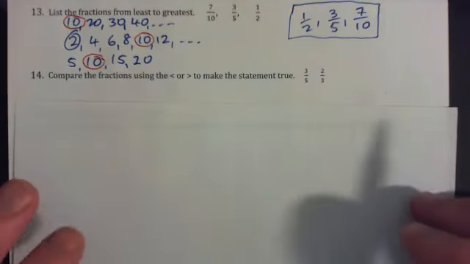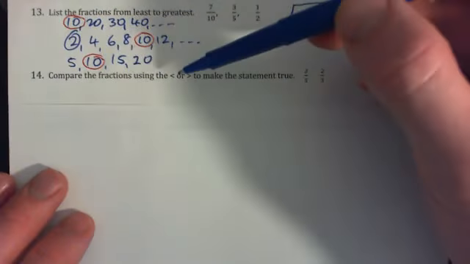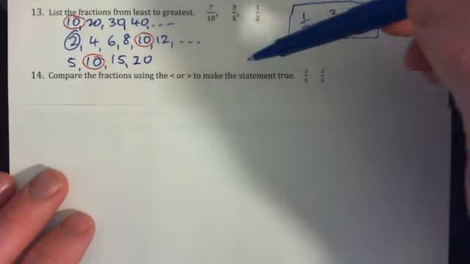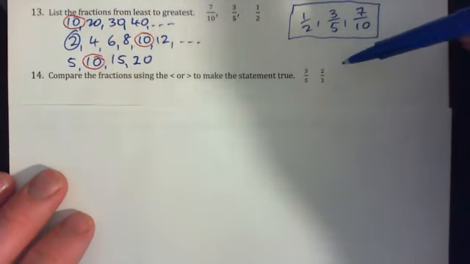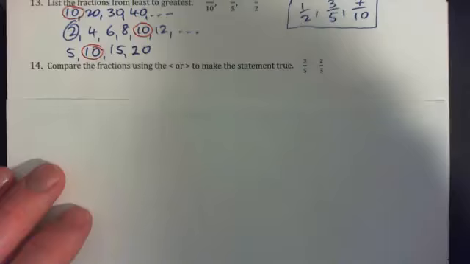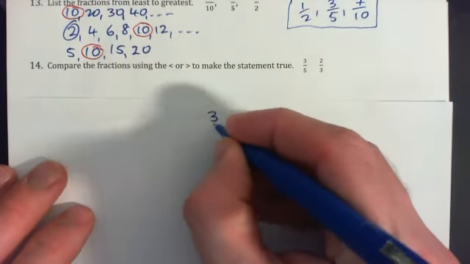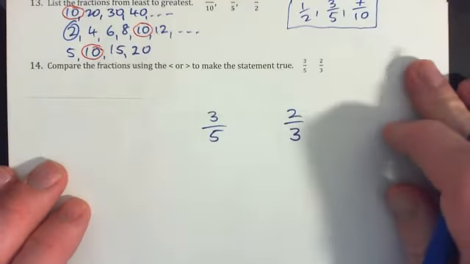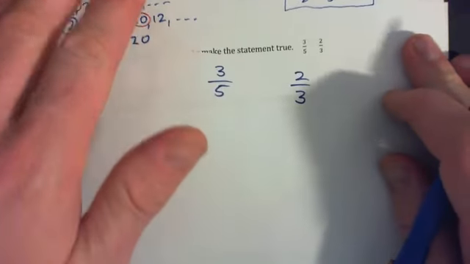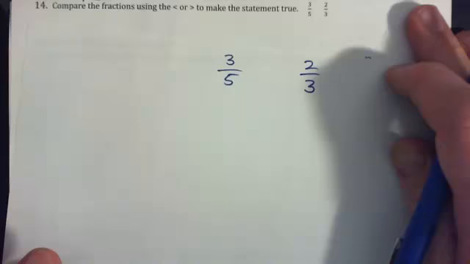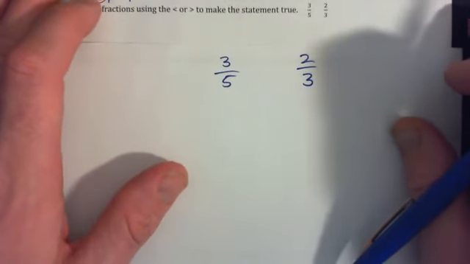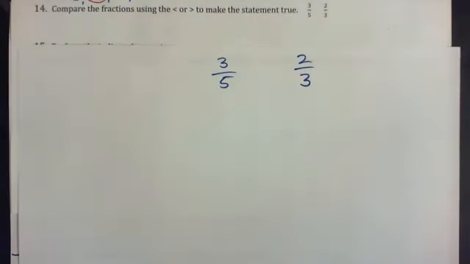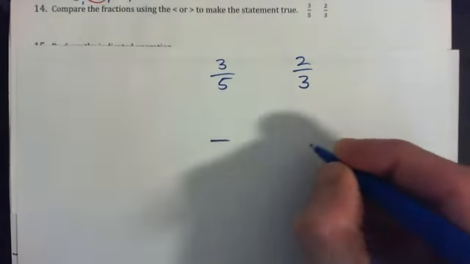Question 14. Compare the fractions using less than, equal, or greater than to make the statement true. 3/5 and we have 2/3. Just going to write them out again just to make them look bigger. 3/5, 2/3. And again, when you're comparing fractions, best thing to do is to make the denominators the same, right?